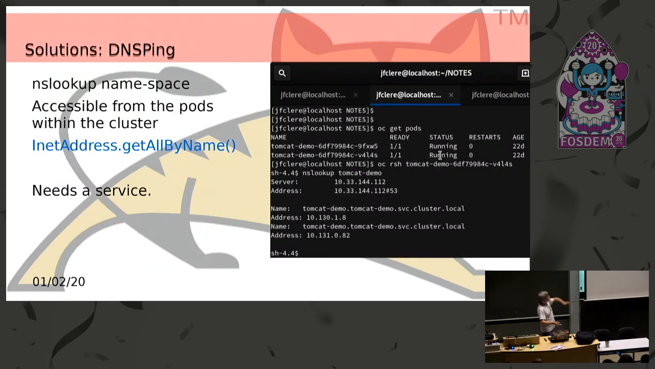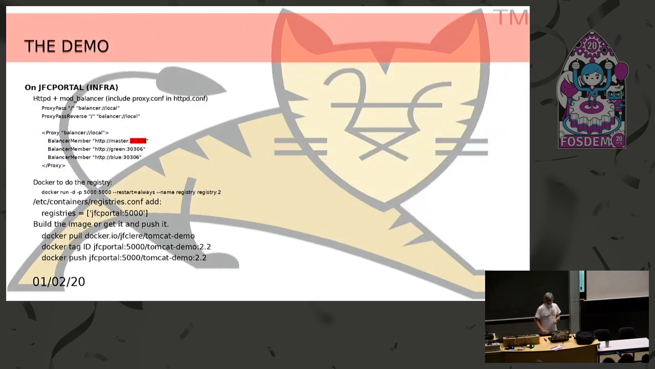This is an OpenShift example. It works the same way, though the command is a bit different. You make an NS lookup on your namespace, and then you're going to find the Tomcat. This is the way this one is going to discover that one, and that one is going to discover this one. So in my demo, in the next page, I have HTTPD running here. This HTTPD is going to be able to find the different load balancer.